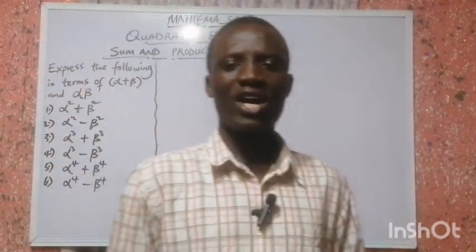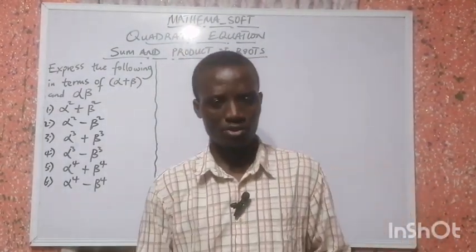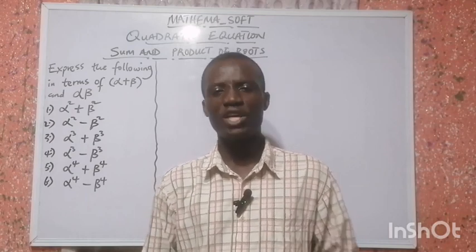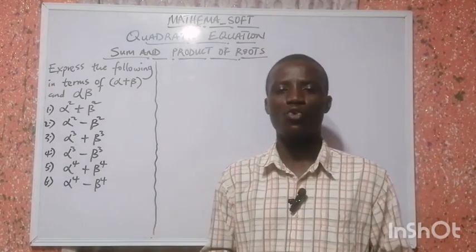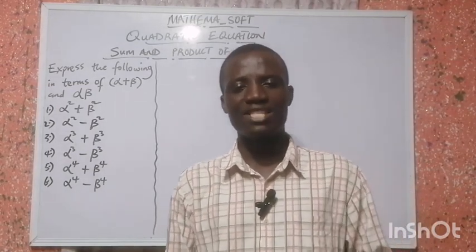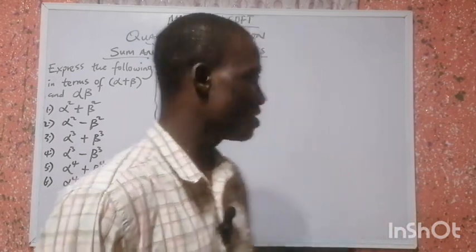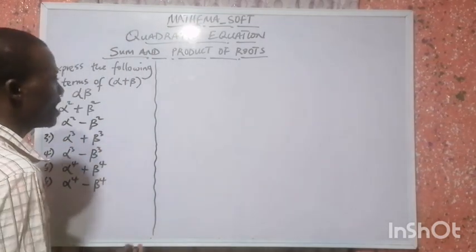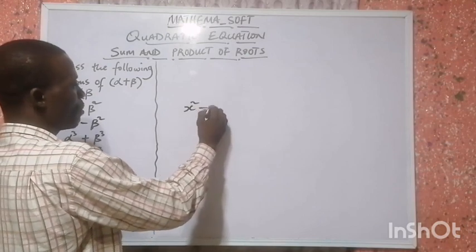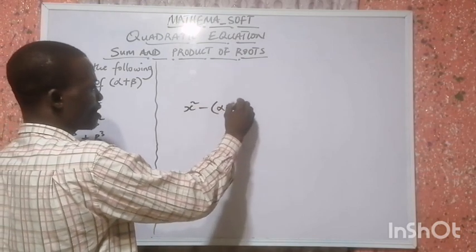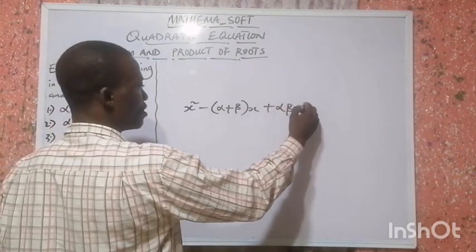Hello, welcome to continuation class under quadratic equations. In the last video, we already discussed sum and product of roots, how we can express a quadratic equation in terms of sum of roots and product of roots. And in that class, we saw that a quadratic equation can be written as x squared minus (alpha plus beta, which is the sum of roots) x plus alpha beta equals what?